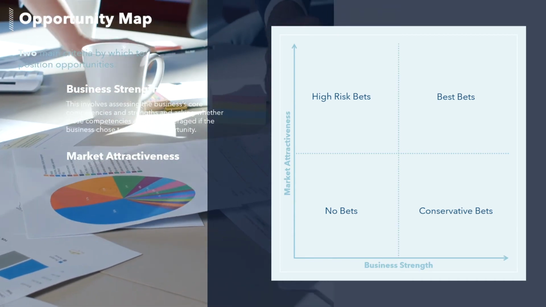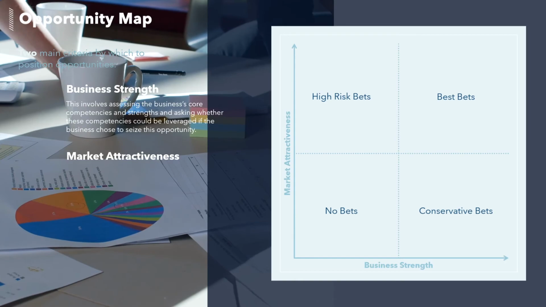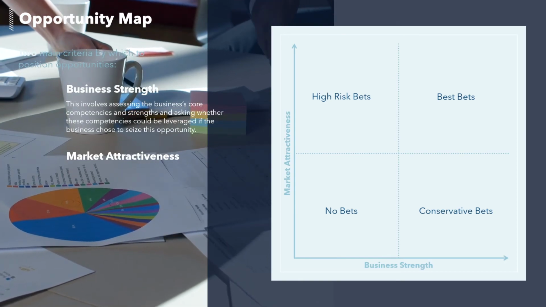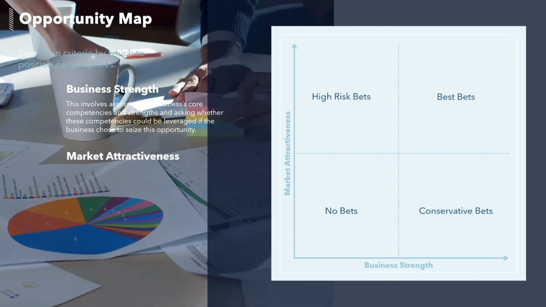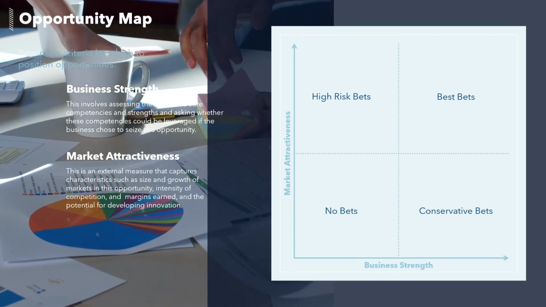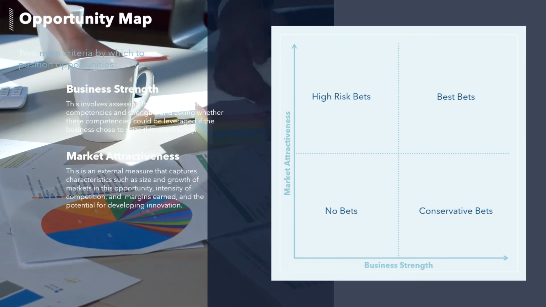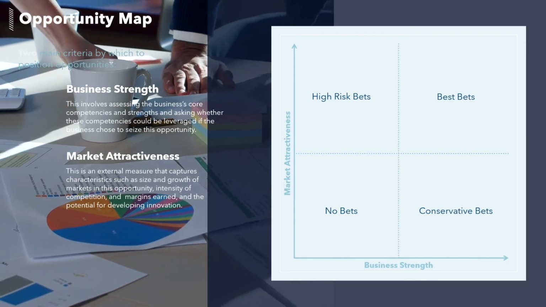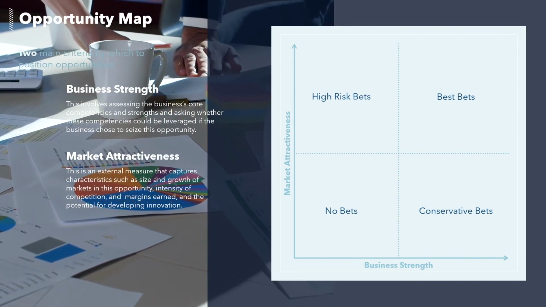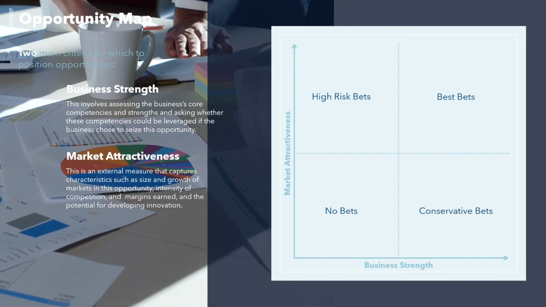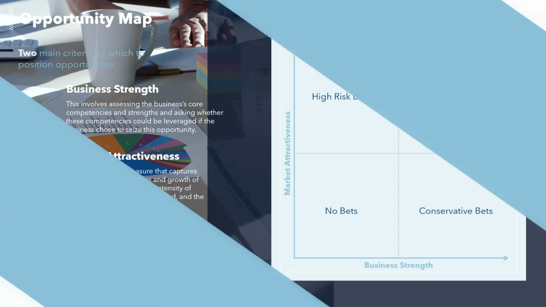The business strength involves assessing the business's core competencies and strengths and asking whether these competencies could be leveraged if the business chose to seize this opportunity. The market attractiveness is an external measure that captures characteristics such as the size and growth of markets in this opportunity, intensity of competition, margins earned, and the potential for developing innovation.